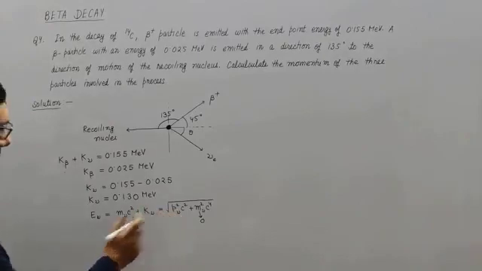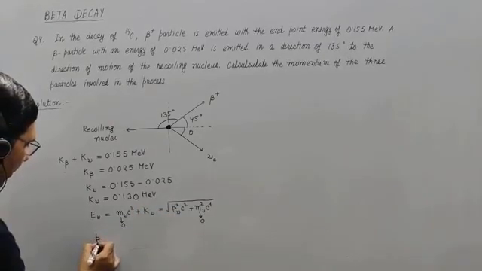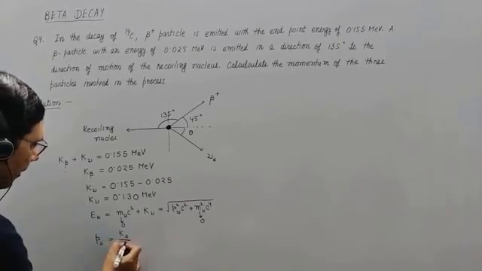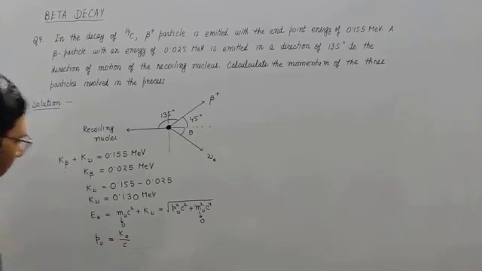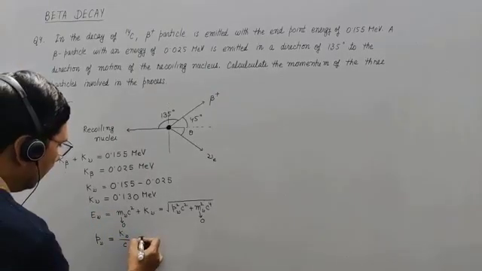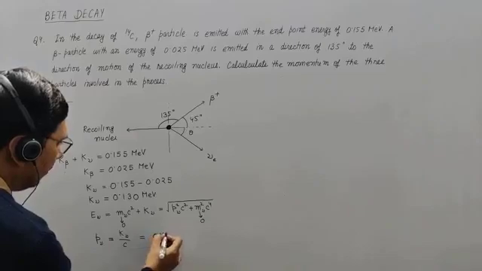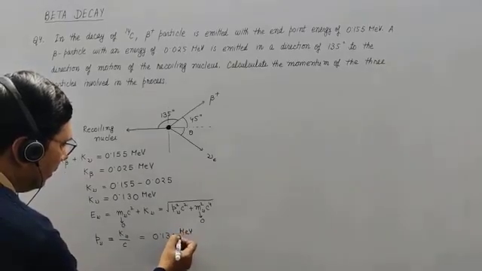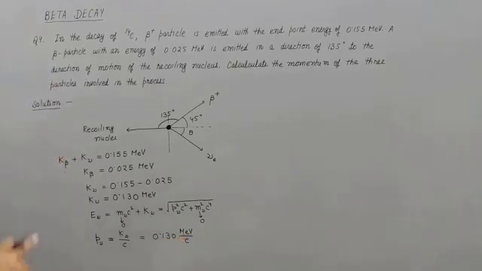So what will be the value of P nu? P nu will be equal to the kinetic energy associated with this neutrino divided by C. So P nu is equal to 0.130 MeV/C. This is the momentum of this neutrino. Second, we have to find out the momentum of the beta particle.